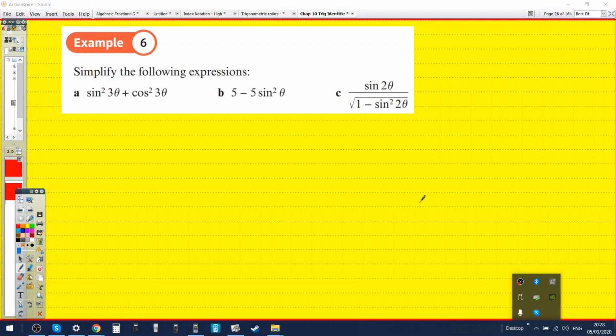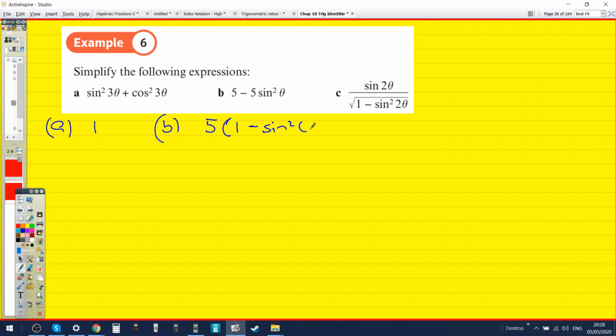cos squared theta. So it's just 5 cos squared theta. And how about the last one? 2 theta over. Is it something to do with double angle formulae? No, you could do it that way, but there's an easier way.